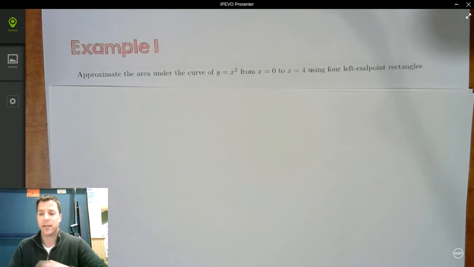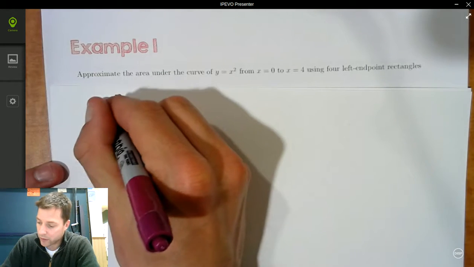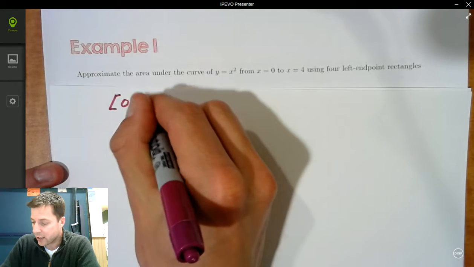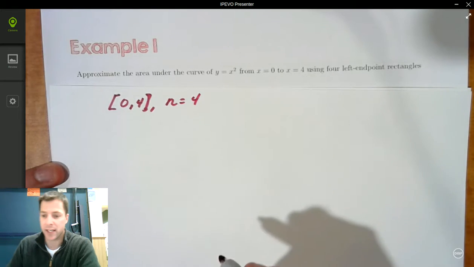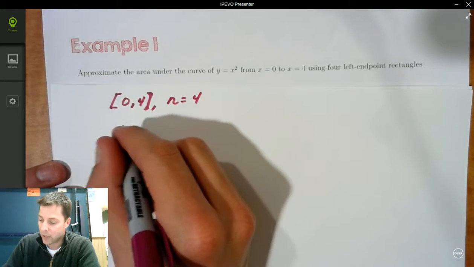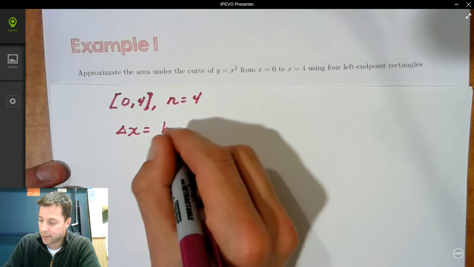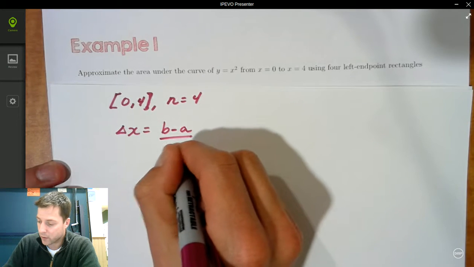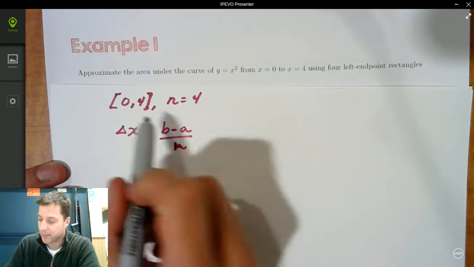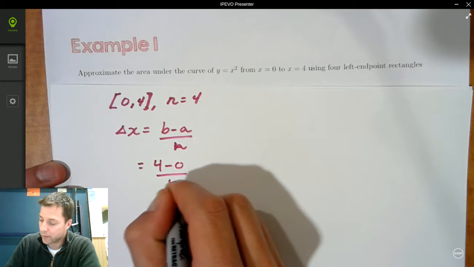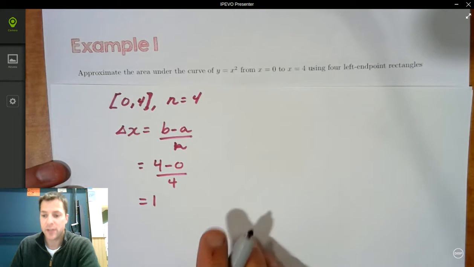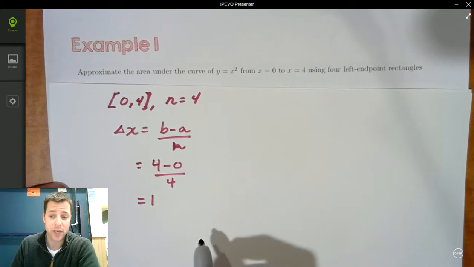Number one, they're telling us that we have x squared as our function, and we're going from 0 to 4, and we're using n equals 4 subrectangles. So delta x, the width of the rectangle, is b minus a over n. So we're going to have 4 minus 0 over 4, which equals 1. That tells me the width of each rectangle is 1.